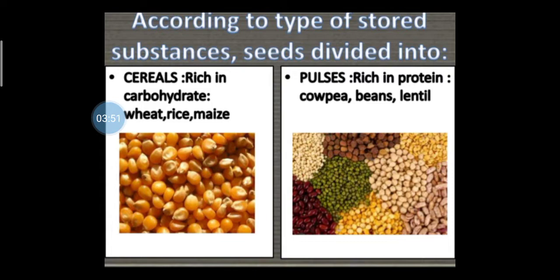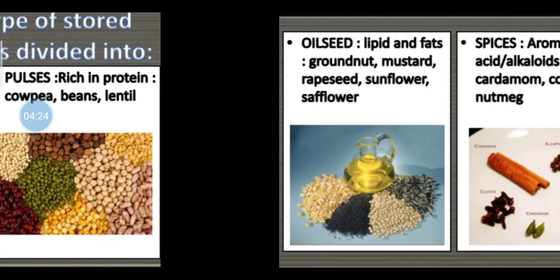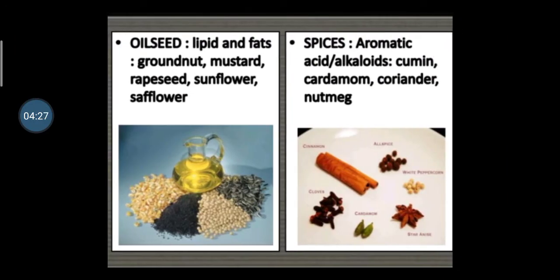Now, according to the types of stored substances, seeds are divided into cereals, pulses and so on. In cereals, the seed is rich in carbohydrate. Examples of cereals are wheat, rice, maize. Second is pulses. Pulses are also seeds. These pulses are rich in protein. Examples: cowpeas, beans, lentil.